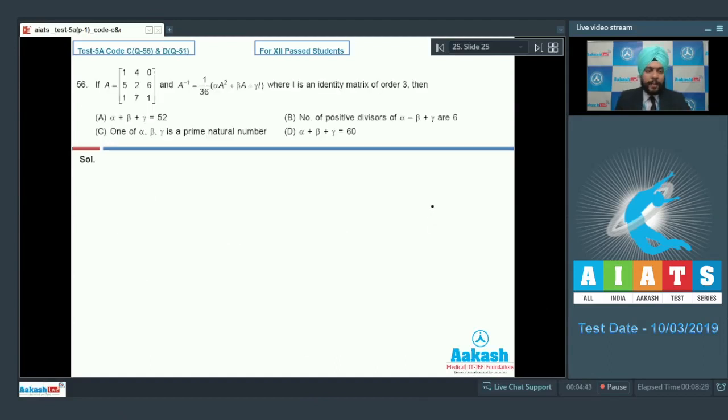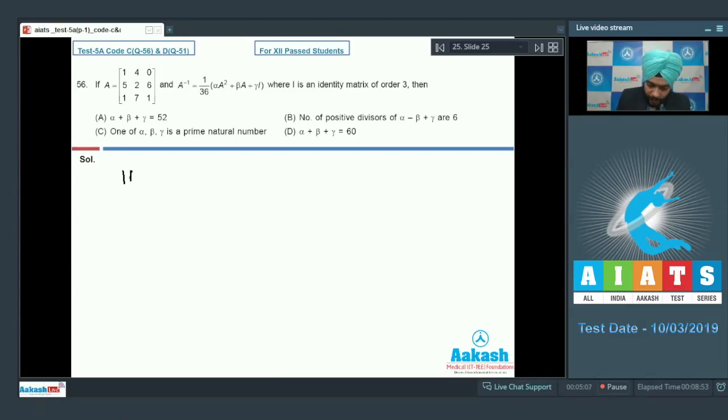Question number 56 says that if A is a 3 cross 3 matrix given as 1 4 0, 5 2 6, 1 7 1, and A inverse is equal to 1 upon 36 into alpha A square plus beta A plus gamma into I, where I is an identity matrix of order 3, then this is a straightforward problem of the Cayley-Hamilton theorem: determinant of A minus lambda I is equal to 0. You'll get a matrix polynomial from there and pre-multiply with A inverse to get your answer.